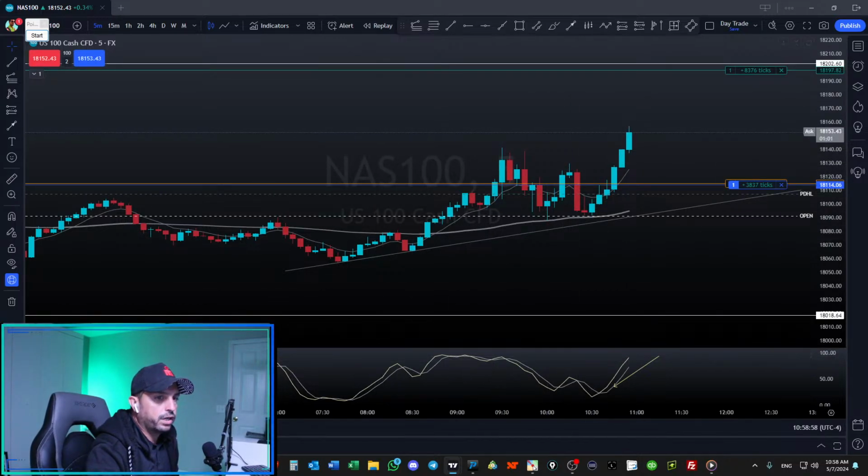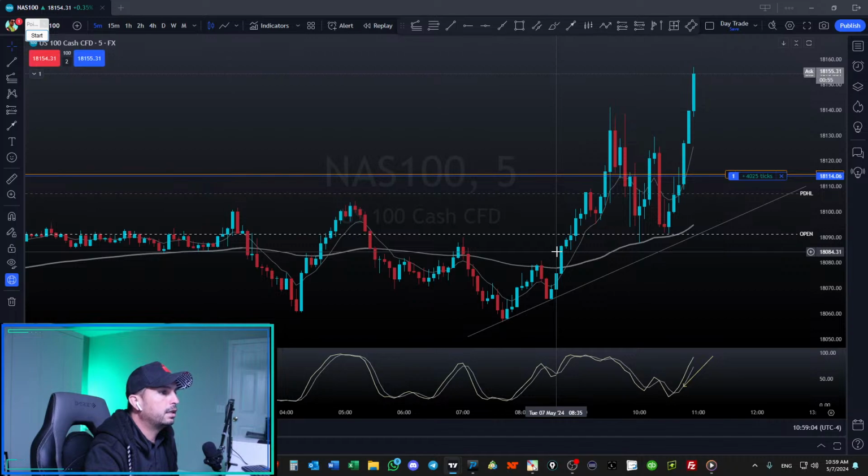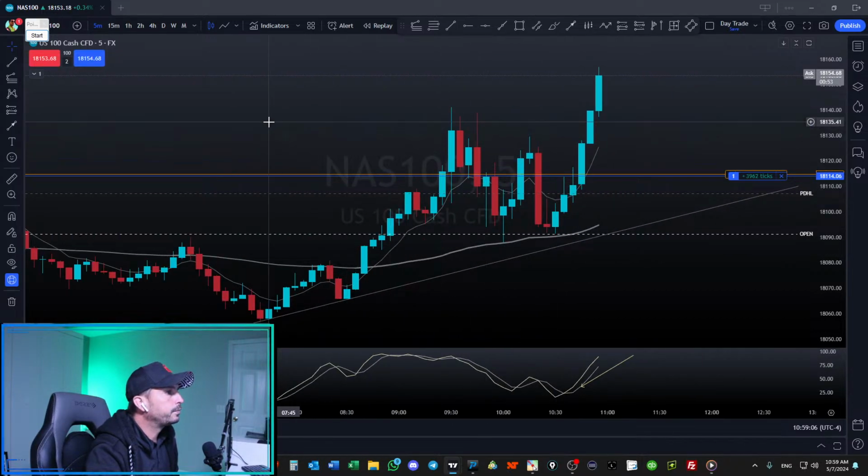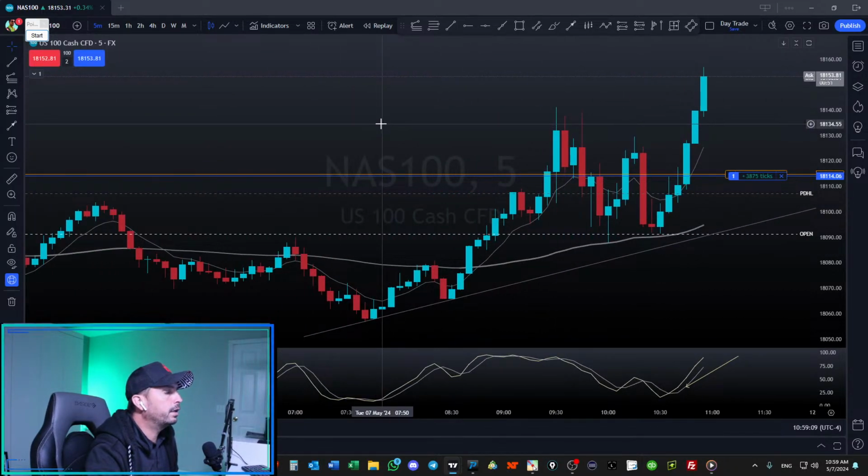It's like a free trade. We already made nice money, nice profits on it. So that was the trade. Still want to see if we go there.